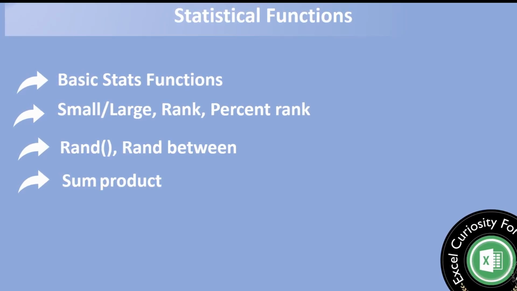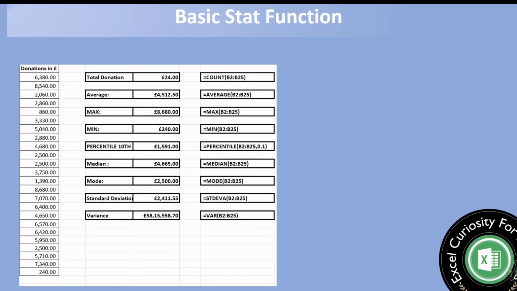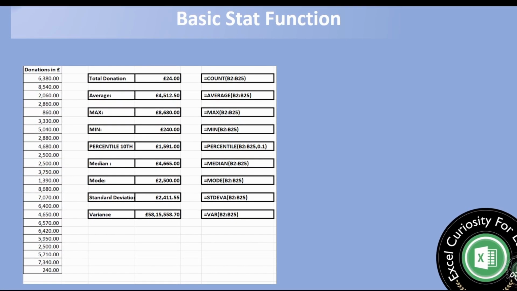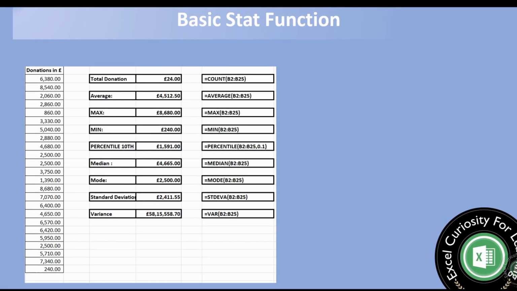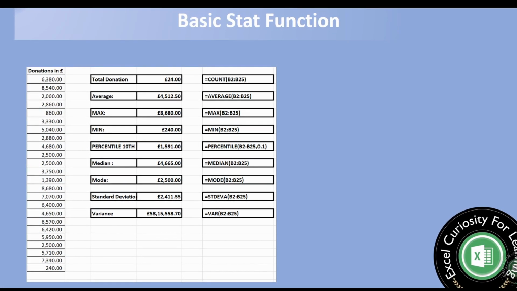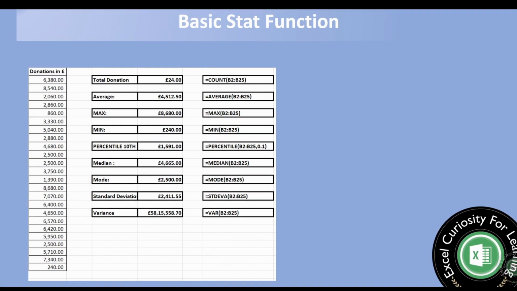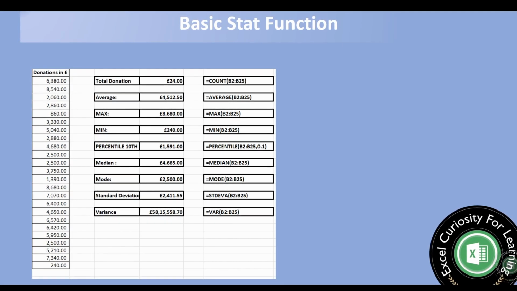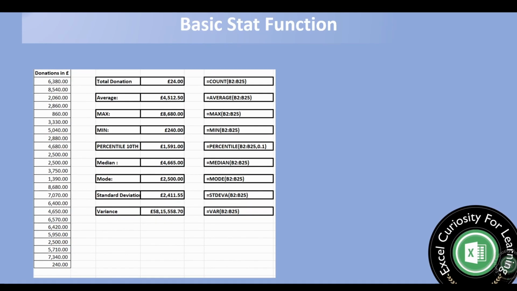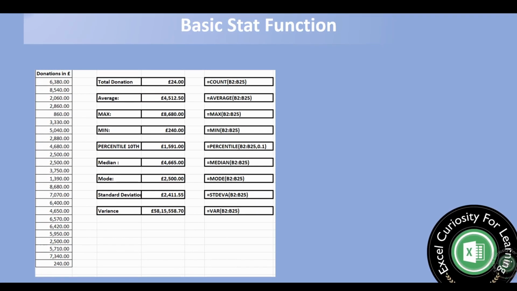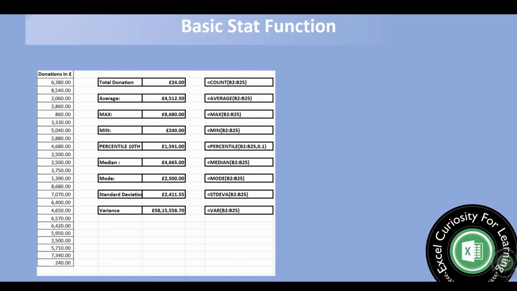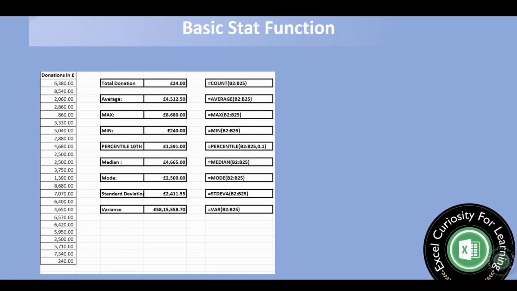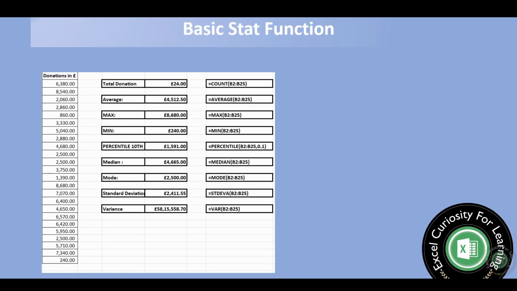So let's see the basic stat functions. Basic stat functions are count, average, maximum, minimum, then percentile to find out what is the percentage in the given data, then median, mode, standard deviation, and variance. These functions we will look at, and these are simple syntax, and you can keep a note about it, take a screenshot of this so you can refer to it later. So we will do these formulas practically, and then in the next video we will move to others.